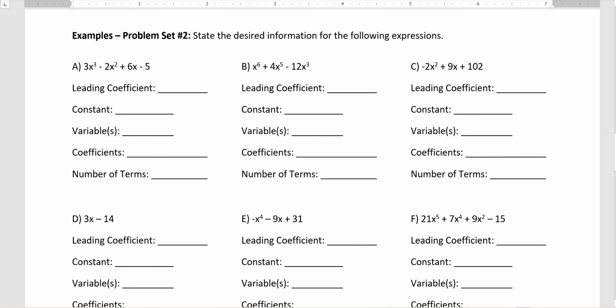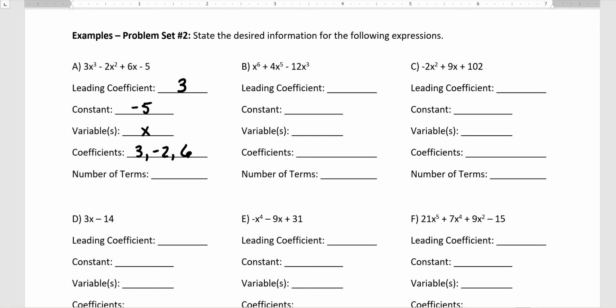So we're going to talk about those as we look at some examples here. So let's look at problem set 2. State the desired information for the following expressions. All right, so we have this polynomial, 3x to the third minus 2x squared plus 6x minus 5. The leading coefficient in this one is 3, because x to the third is the term with the highest degree, and 3 is the coefficient. The constant in this one, remember the value that doesn't have a variable, it doesn't change, is negative 5. The variables that we're dealing with in this one are just x. The coefficients, so this is where we list all the coefficients we have. So we have 3, we have negative 2, and we have 6.